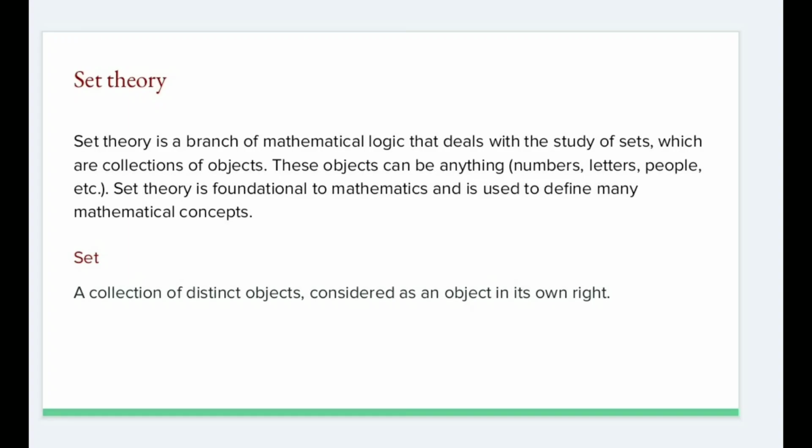So set theory is like a way of talking about collections of things in math. These collections are called sets. Sets can have anything in them: numbers, letters, people or whatever. The cool thing about sets is that they are considered as one thing on their own, even though they are made up of lots of other things. And in mathematics, sets are super important because they help us define lots of other concepts.